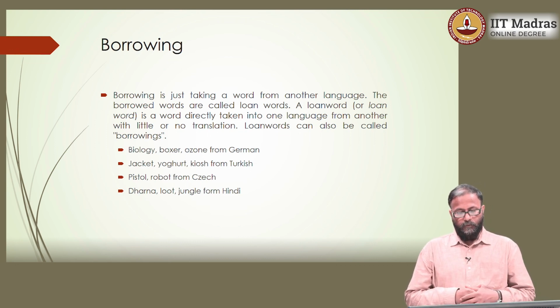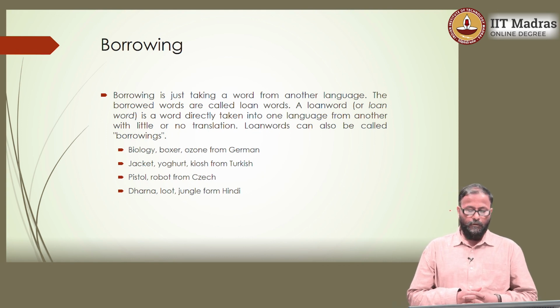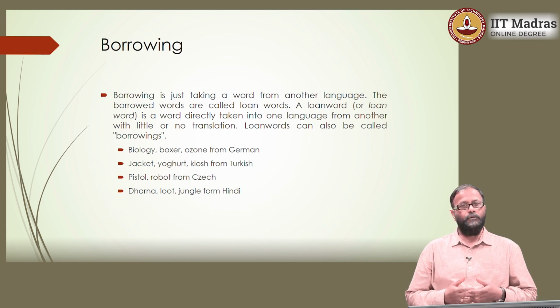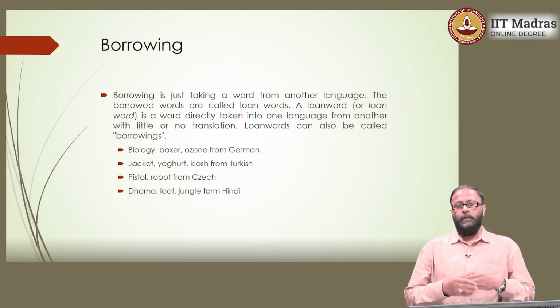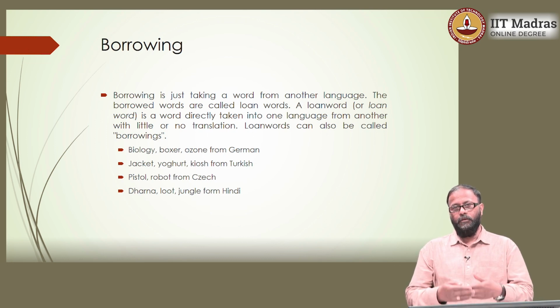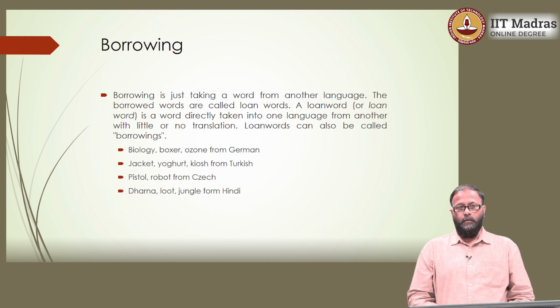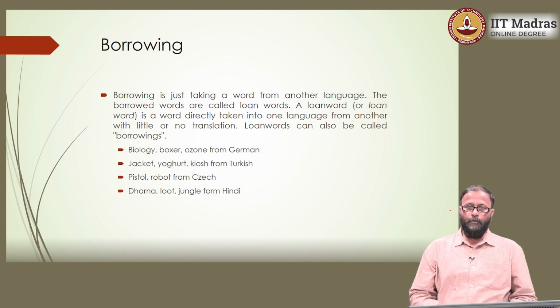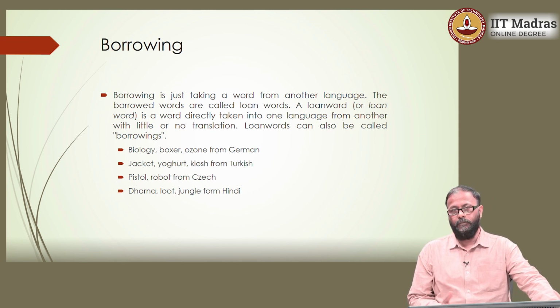If you look at English for that matter, words like biology, boxer, ozone have been borrowed from German, jacket, yogurt, kiosk from Turkish, pistol, robot from Czech, dharna, loot, jungle from Hindi. So this is a very prolific phenomenon that languages borrow from each other. It's not a one-way process, it's a two-way process. Depending on the need, we borrow items, we borrow concepts and all related words with it, right? You borrow a dress, you borrow a food item, you borrow a cultural practice, and you customize it and use it as your own word. This is a very prolific phenomenon in all languages, and English is no exception, by the way.